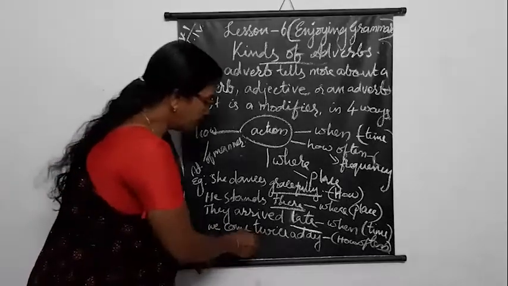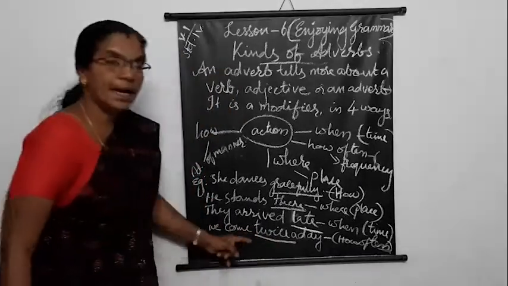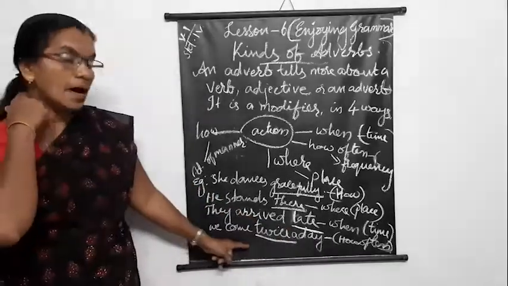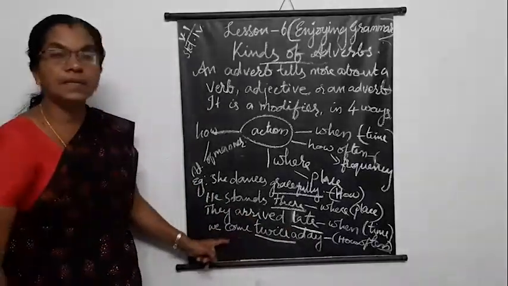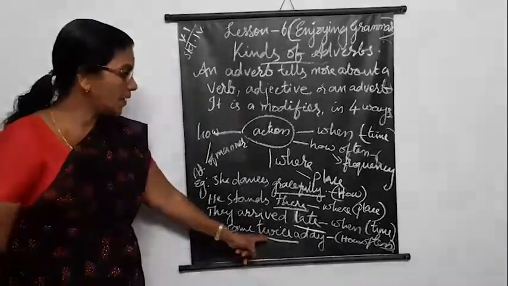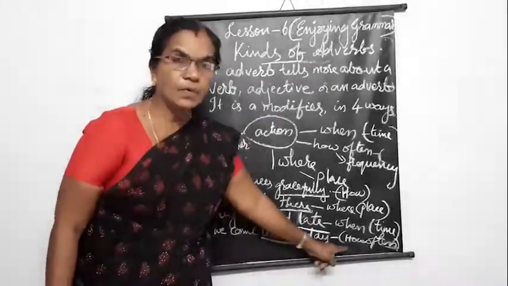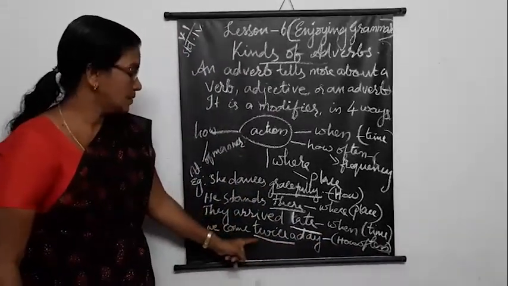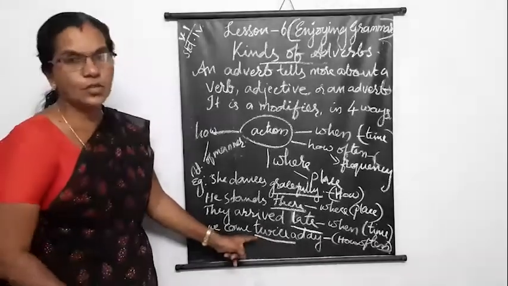The word twice is the adverb. It tells the frequency of the action, how often they come. They come twice a day. So, the word twice is the adverb of frequency. It tells the frequency of the action.